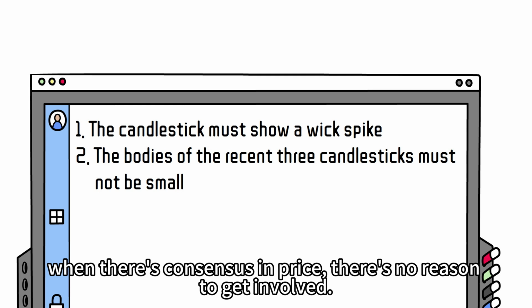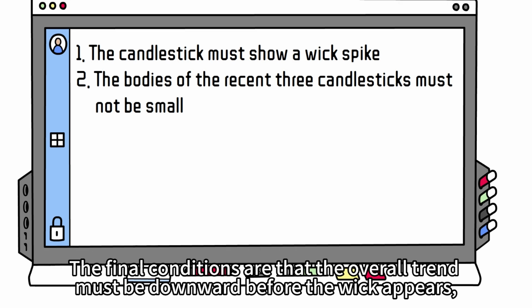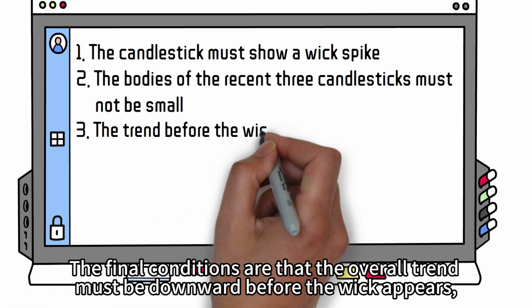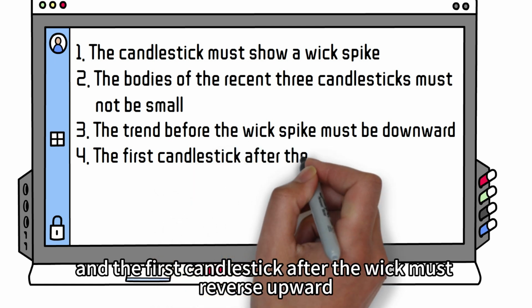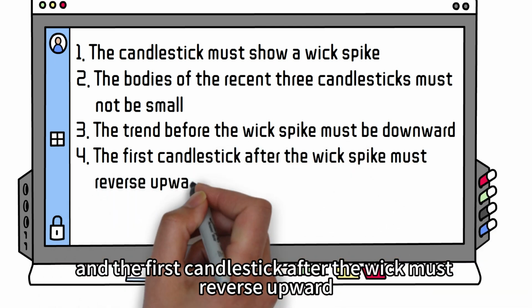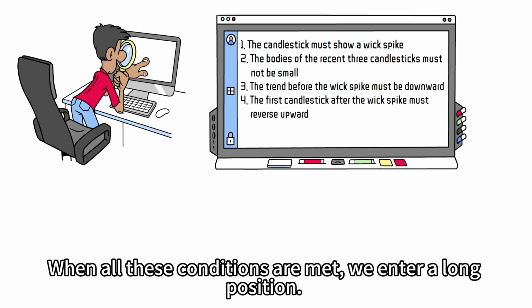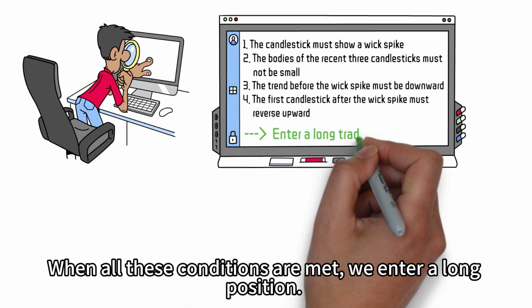When there's consensus in price, there's no reason to get involved. The final conditions are that the overall trend must be downward before the wick appears, and the first candlestick after the wick must reverse upward. When all these conditions are met, we enter a long position.